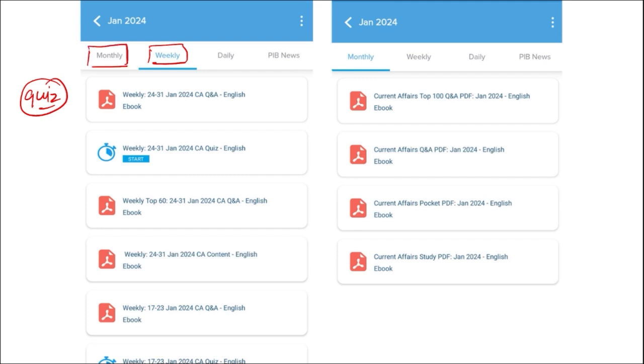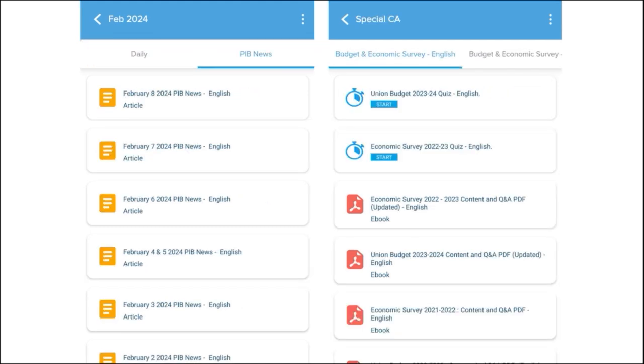Similar for the monthly, the PDFs are very important. They provide you insights of various topics, as well as we also make sure to provide you the quiz of monthly questions that are very important for learning. Next, we also provide you with important PIB articles on daily basis so that you can go through these articles and have an insight about that particular topic.